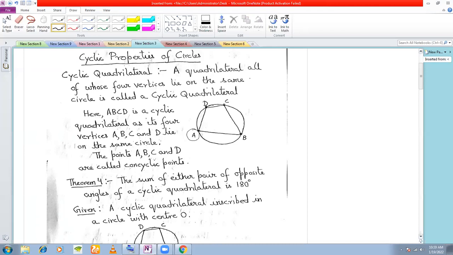Furthermore, there's a definition which is called the concyclic points. Now, what is the definition of concyclic points? If ABCD is a cyclic quadrilateral, then the points A, B, C, and D that you see in the figure are called concyclic points. The points that lie on a circle are called concyclic points.